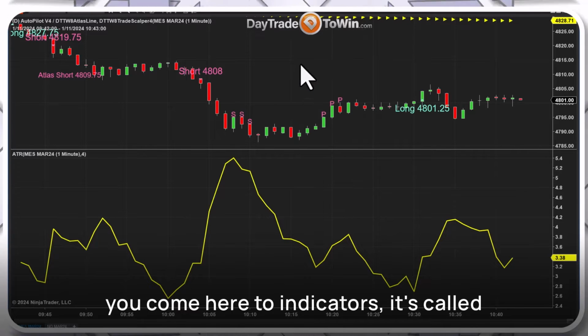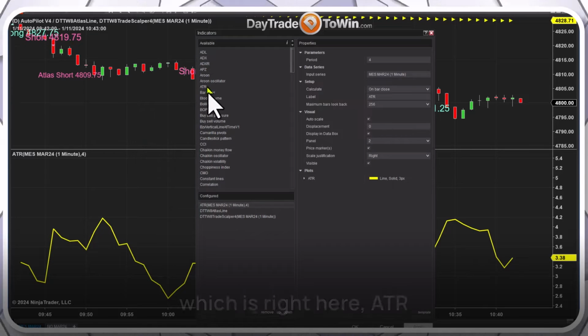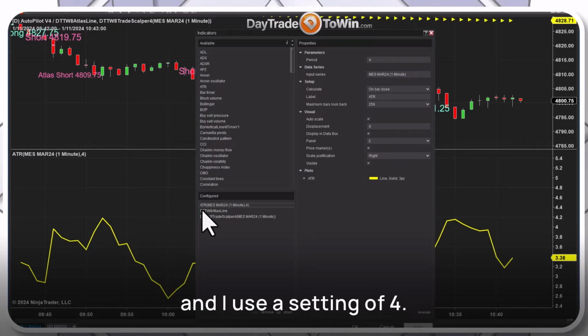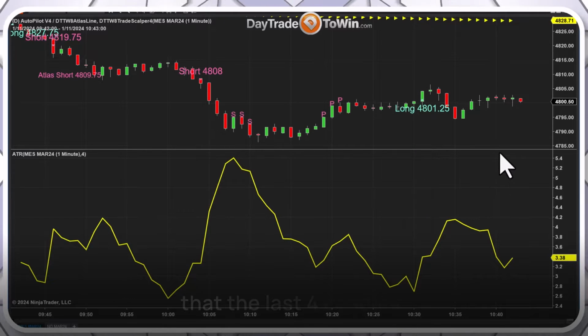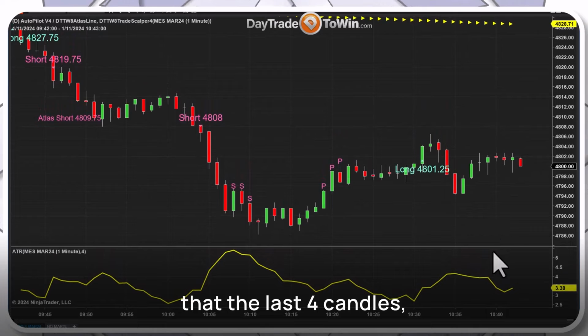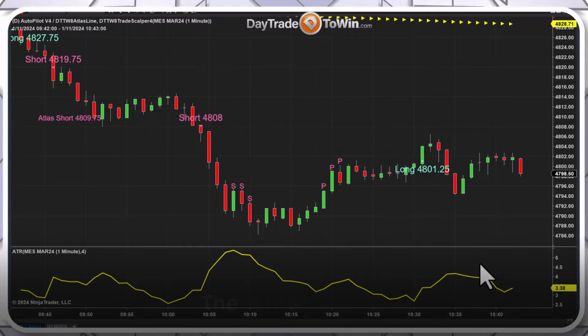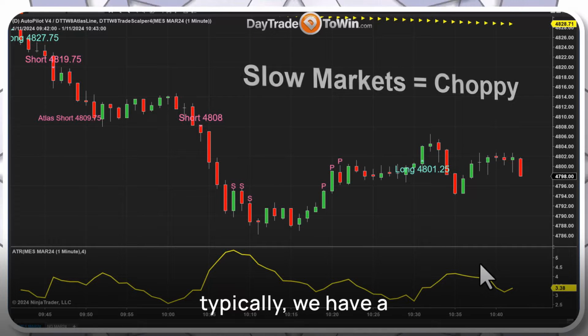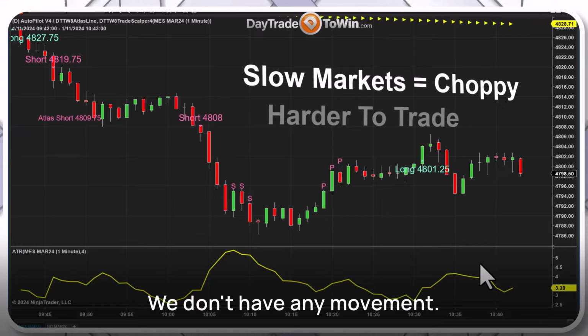When you come here to indicators, it's called the ATR, the average true range, which is right here. I already have it on my chart and I use a setting of 4. And what this does is it explains to me that the last 4 candles, high to low, on average are moving a certain distance. When the market is slow, typically we have a lot of chop and the market doesn't trend, we don't have any movement.